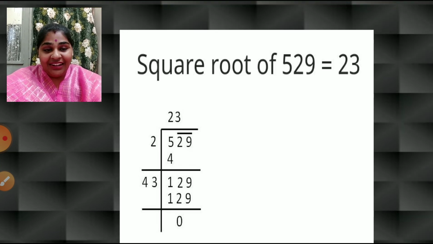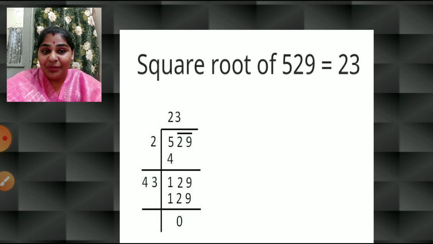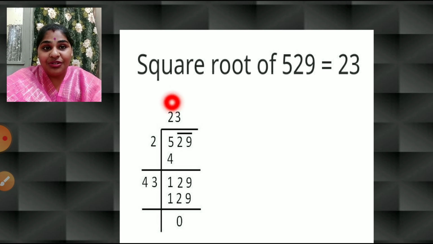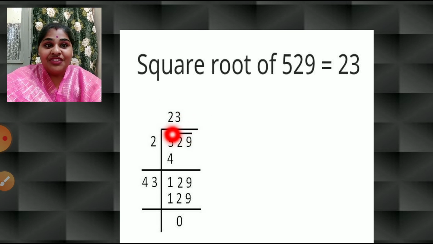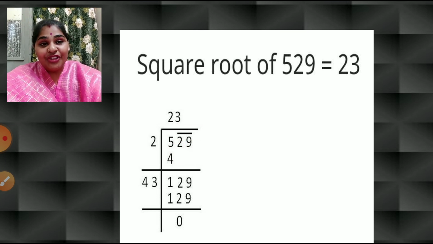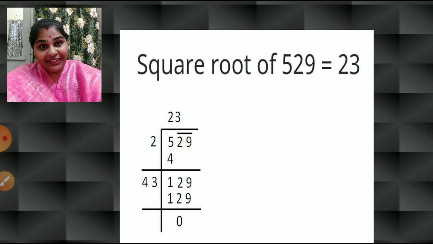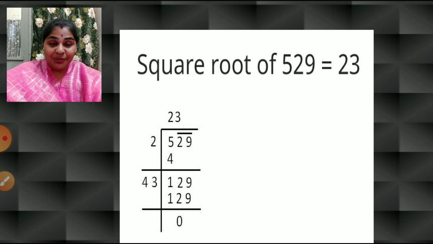And at the last, the square root of 529: as soon as you get the remainder 0, whatever quotient you got over here is the square root of the given number. So here 23 is the square root of 529. You have to keep on dividing like this until the remainder is 0. I hope this is clear.